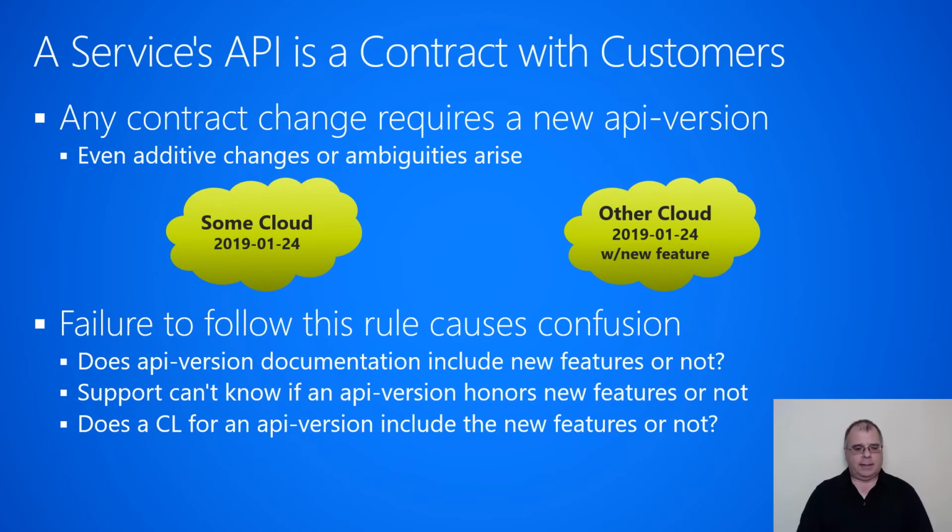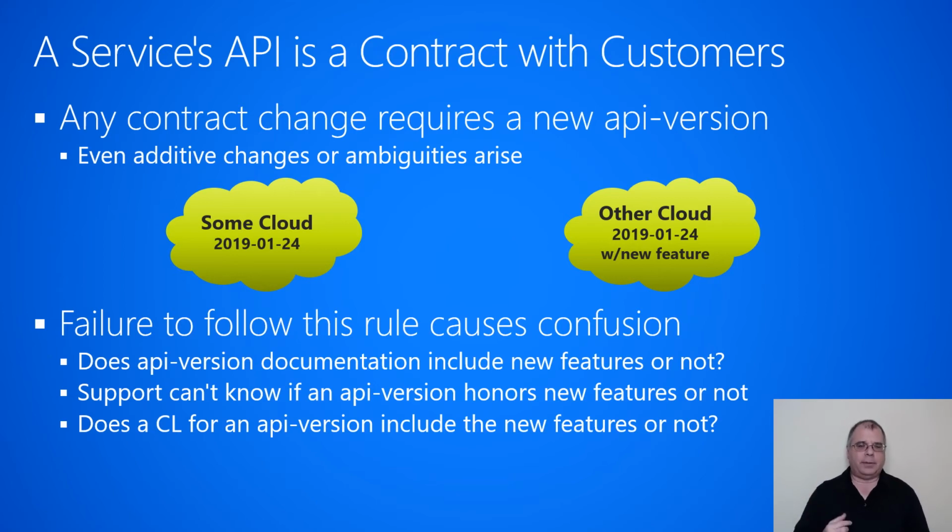As I've mentioned many times, a service's API is a contract with the customers. So any contract change, that is any change to the API, really requires a new API version. Even additive changes require this, or ambiguities will arise. So let's say, for example, that in some cloud, there's a 2019 version of a service. And then that service team decides to add some new optional property to a response or to a request, or add some new API that's supported, but they don't change the version of the service. So it's still 2019-01-24. Well, this failure to change the API version can cause confusion.